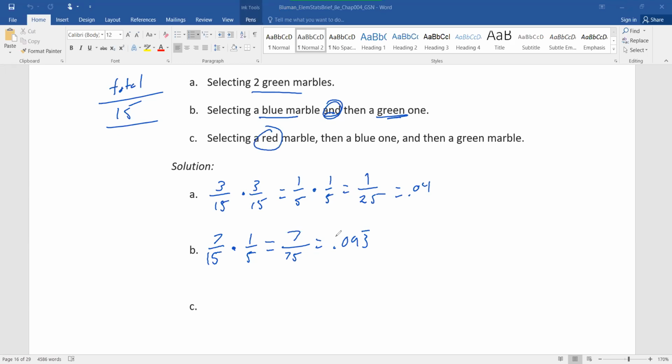All right. Part C says selecting a red marble. So what's the probability that it's red? 5 out of 15. Perfect. Then a blue one. And again, we're told that we're replacing these back. So what's the probability that's blue? Then a green marble, which is what? Very good. 3/15 or 1/5.